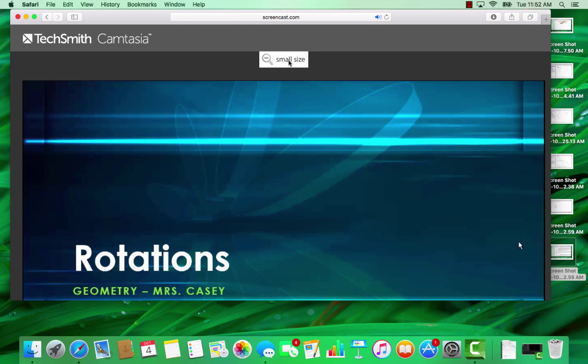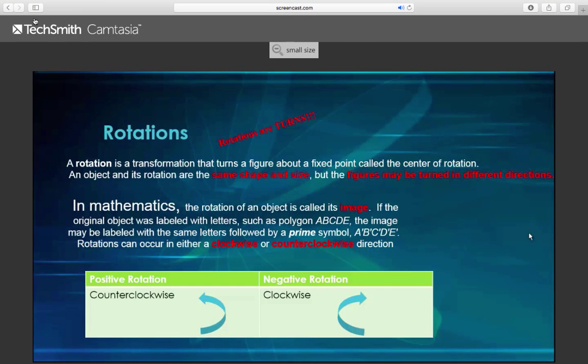For the third day of our transformations chapter, we're going to take a look at rotations. A rotation is just a turn. So basically you're going to turn a figure about a certain point, which is called the center of rotation. And again, the figure should be the same shape and the same size, but it could be turned in a different direction. Again, the rotation of an object is called the image.